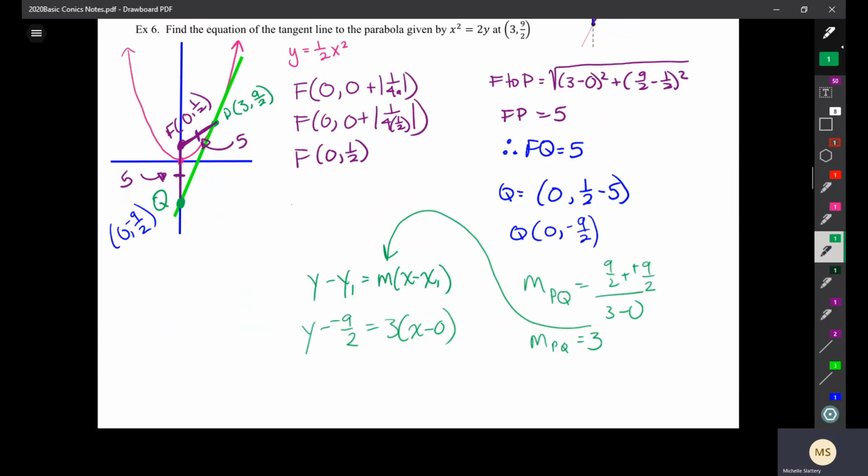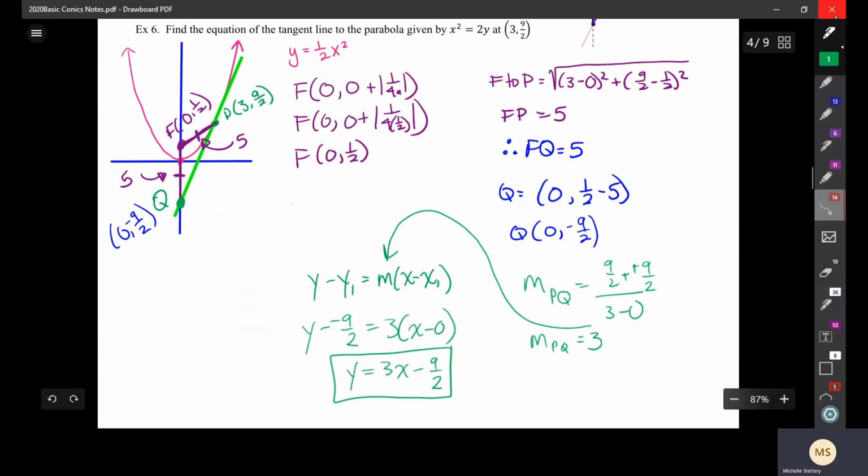And we tend to get these equations in slope-intercept form. So simplify this to slope-intercept form, and we get y equals 3x minus 9/2. And that makes sense with our diagram. And so there's the equation of the tangent line to the parabola given by x squared equals 2y at the point 3, 9/2. All right, but remember that this tangent line here, it doesn't always intersect the y-axis or the x-axis. It intersects this as the axis of symmetry. So that's very, very important.